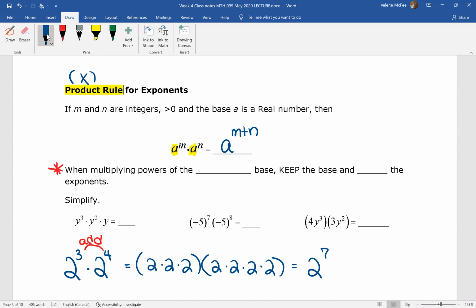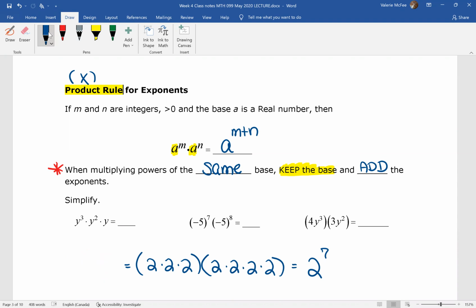So here it is. When multiplying powers of the same base, keep the base, add the exponents. Let's try these questions at the bottom.